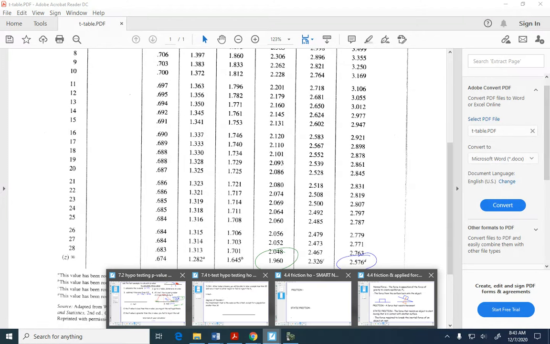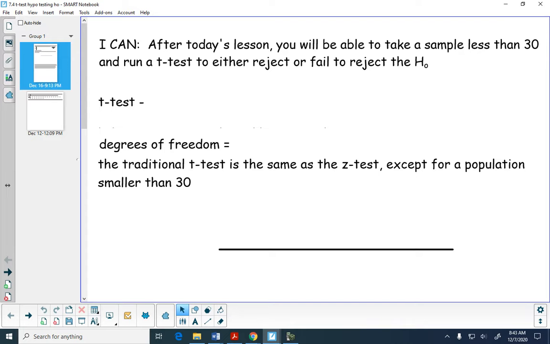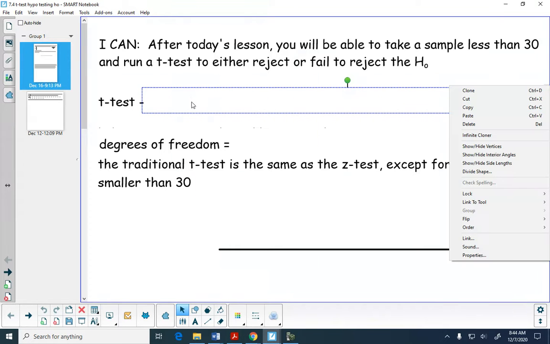It should look like this. There should be a t-test at the very top: 7.4 t-test hypothesis testing. And once again, if you need to go back, this whole lesson will be captured. It will be screencastified and posted on Google Classroom. The second part of this lesson today is dealing with a t-test. We can also deal with a t-test.